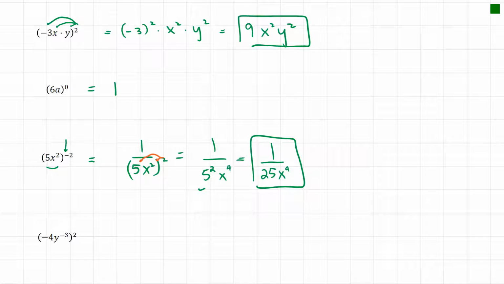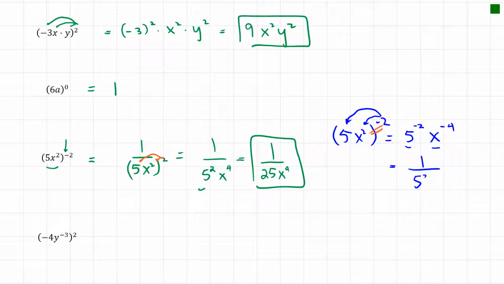In an alternative, we can say, all right, 5x squared to the -2. Instead of flipping it, I'm just going to apply the -2 to both of these. What does that look like? Well, the 5 has an exponent of -2 now, and the x has an exponent of -4 because we're multiplying these two exponents. Now both of these have negative exponents, so that means both the 5 and the x have to end up in the denominator.